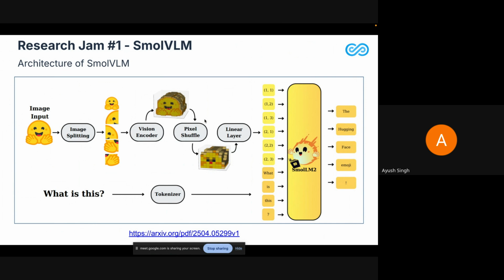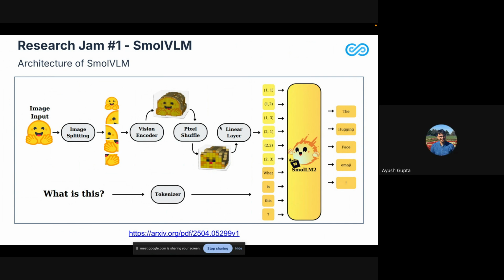This vision encoder transforms these images into a low representation feature space. Then there is another method called pixel shuffle, which reduces the number of tokens that were there after the visual encoding, and then there is a linear layer which maps these final encoded images to a representation that is understandable by LLMs. So this was the overall architecture, and we'll move on in detail in the next sections.